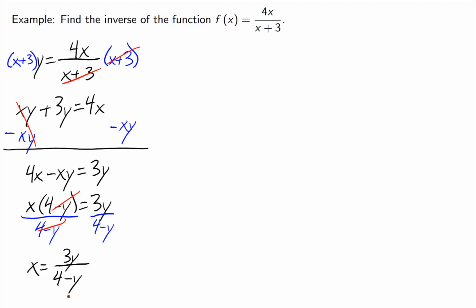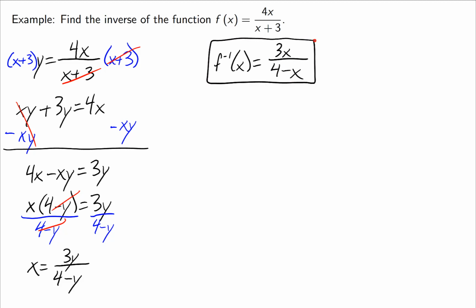So remember, the final step is you'll switch the roles of x and y to write f inverse of x. So wherever I see an x, it's becoming a y. I'm just calling that f inverse of x. And y will become x. Whenever I do that, I get 3x over 4 minus x, and that is my inverse this time.